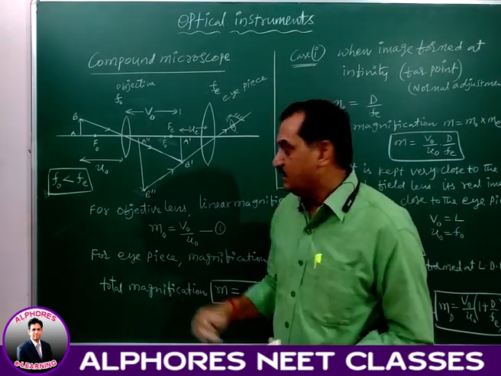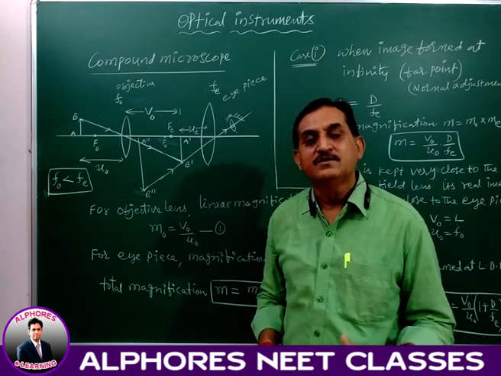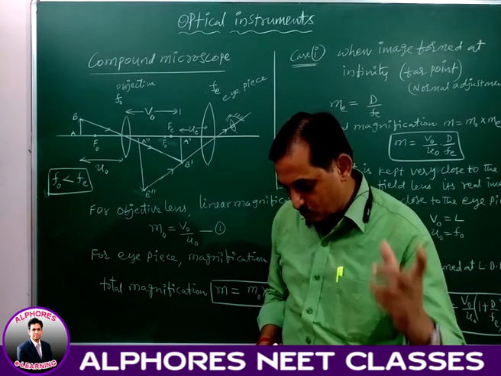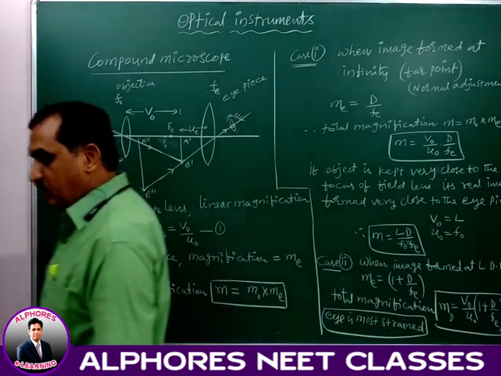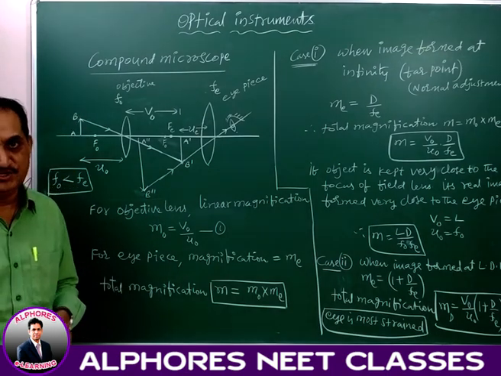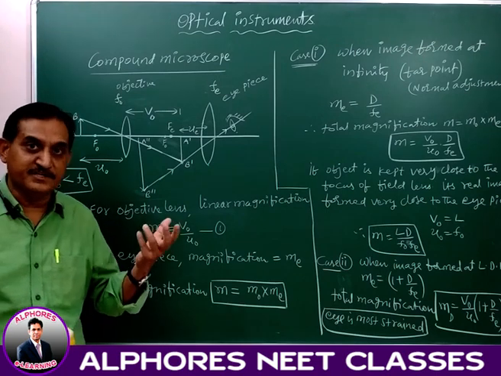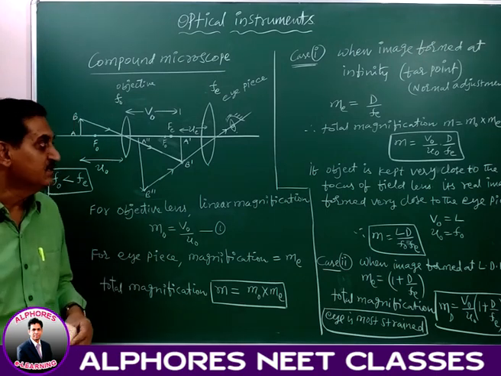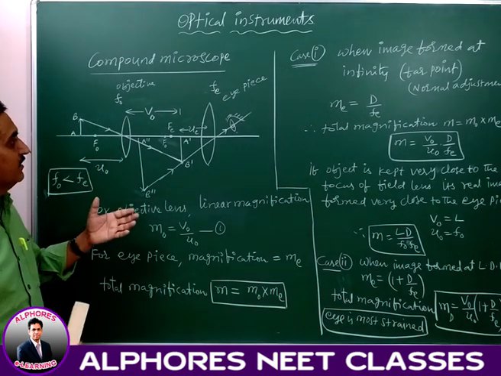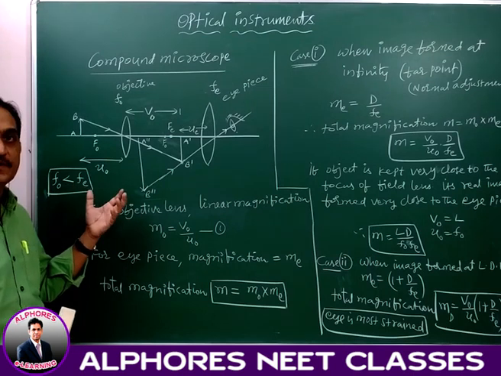Then again it is magnified by the eyepiece, and finally a very large magnified image is obtained by the compound microscope. Here, the compound microscope gives a large magnified image, up to 200. See how great it is when we compare it with a simple microscope, right? So here let us see what the lenses are, what the mechanism is, and what the construction is.